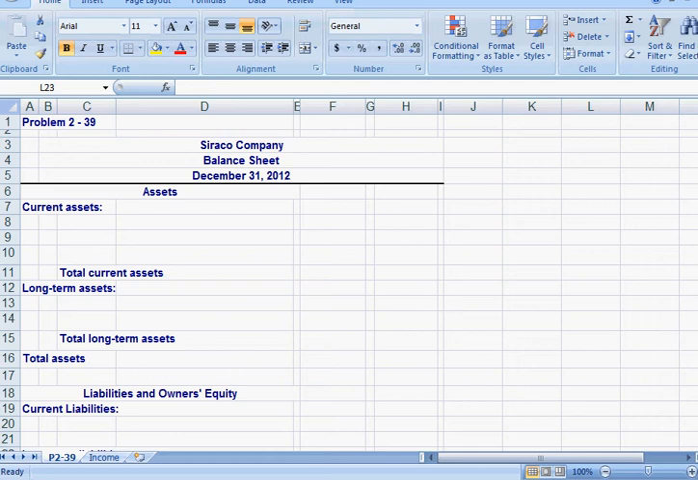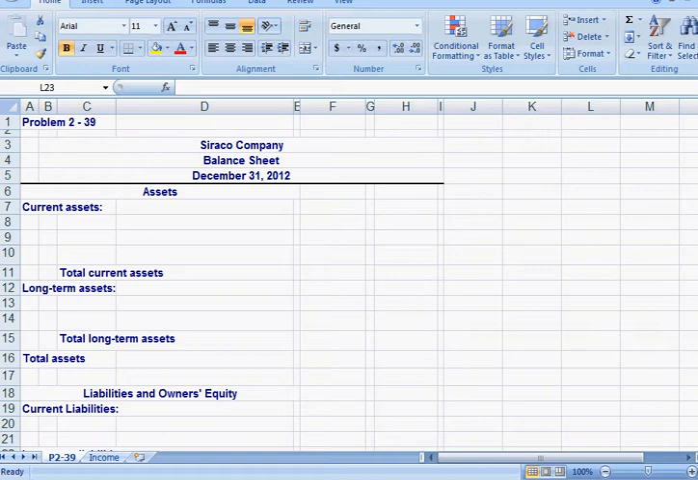For Monday's assignment, I'm going to show you a sample problem, and then you're going to finish a problem that's similar to it called 247. And I put the template up also. What I want you to do right now is turn to page 61 in your textbook and look at problem 239. It says prepare a classified balance sheet for the information below.